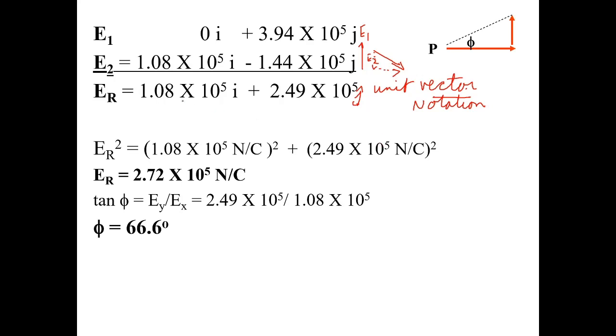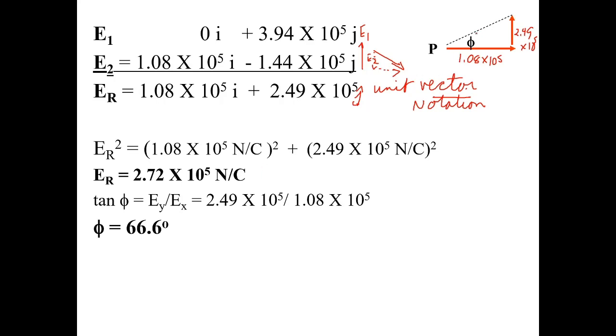So what we see here is, and remember we always read left to right, we do x first and then y. We go over 1.08 times 10 to the 5th. We go up 2.49 times 10 to the 5th. So to get the magnitude of the resultant electric field, the overall electric field, we use the Pythagorean theorem. And we get it right there, 2.72 times 10 to the 5th.